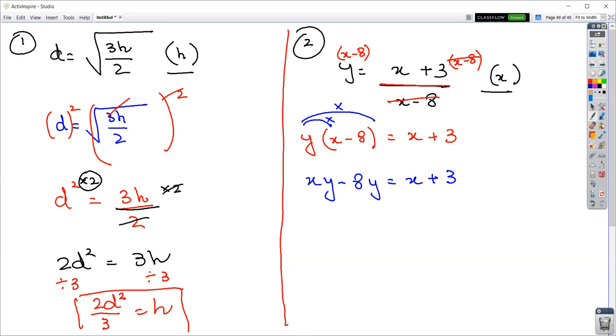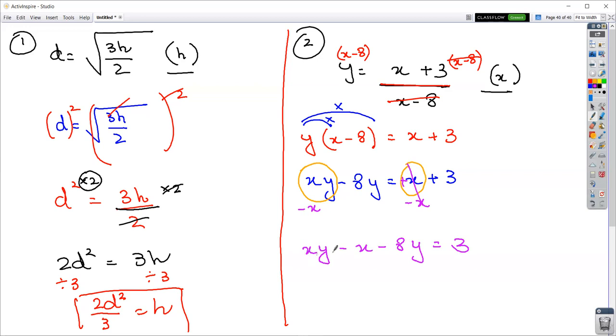Because we are trying to make x the subject, and clearly we can see that we are having x on the left-hand side and we are having x on the right-hand side. We need to shift them to one side. So we're going to do the inverse operation of plus x. Because there's no sign here, it is a plus x, so it would be minus x on both the sides. Now we are having xy minus x minus 8y equals 3 because this plus x and minus x would simplify.